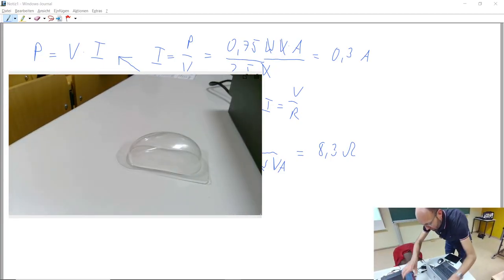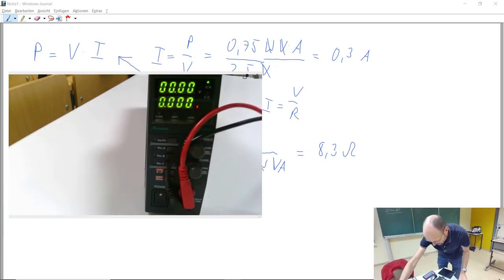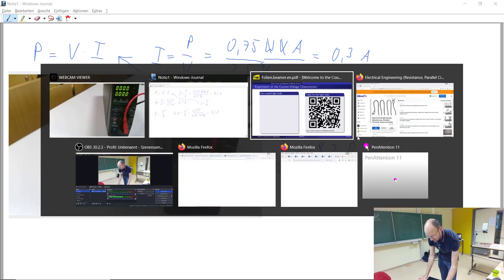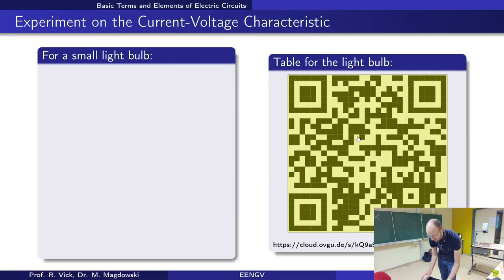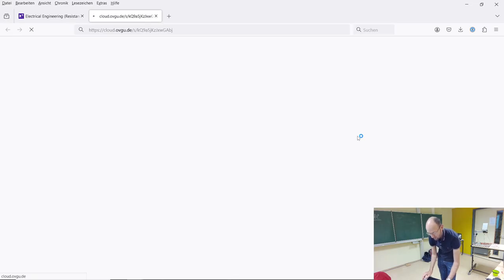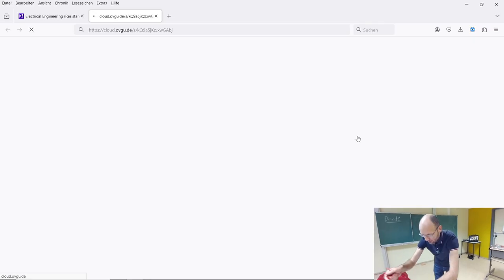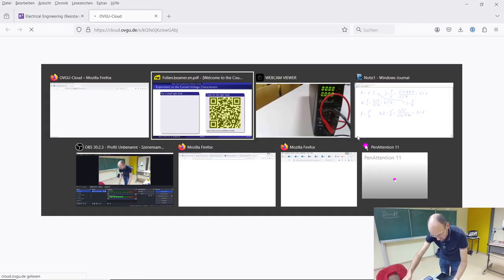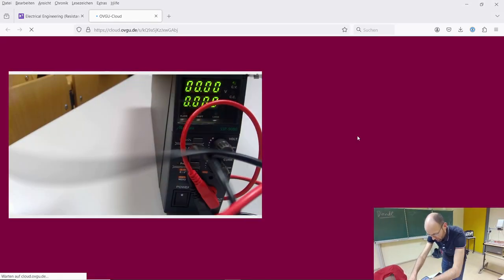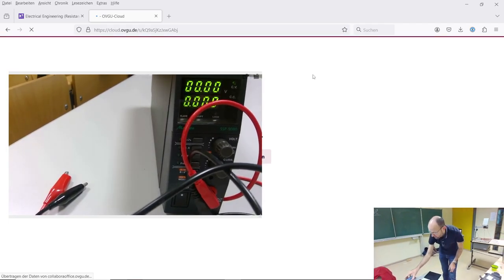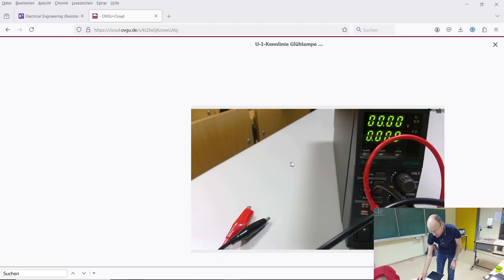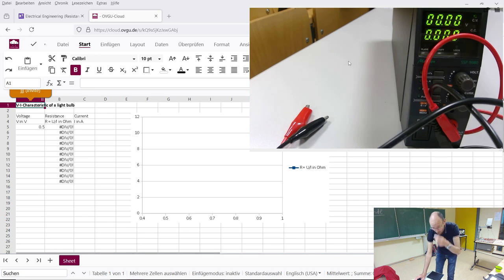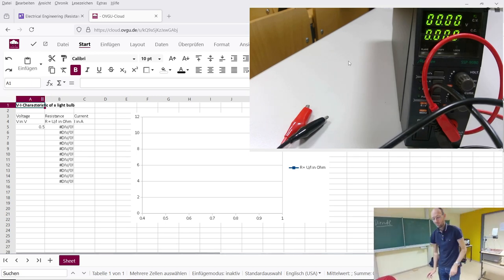Okay, so let's remove this. Let's have the power supply, and now I will click on this table, and it should hopefully open up in my browser. And while it's loading, I show the camera once again and move the camera window to the other side here. Maybe somewhere here. Okay, and you are prepared for entering values, exactly.